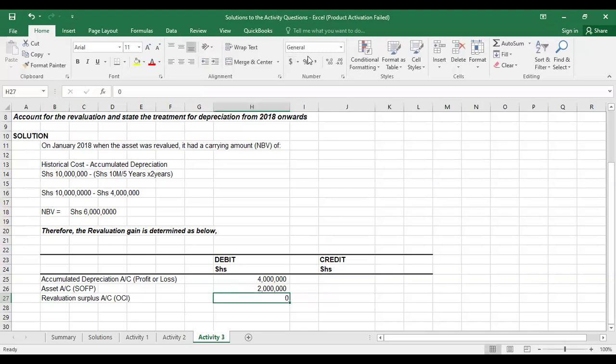Income normally has a normal credit balance because it's a gain, so it is income in. So our accounts are balancing well, which is 6 million and 6 million.